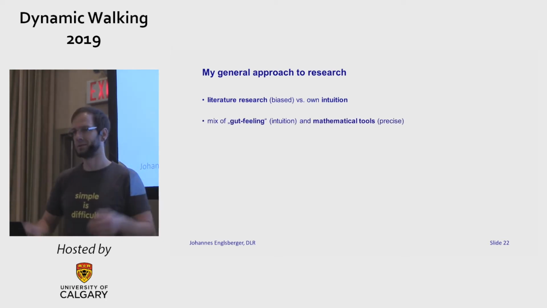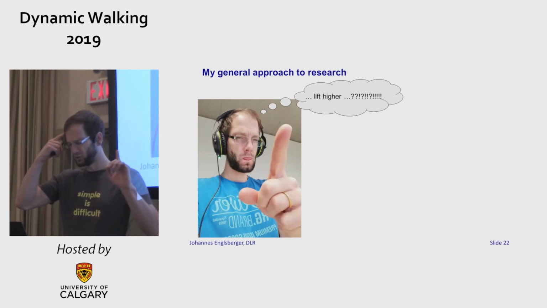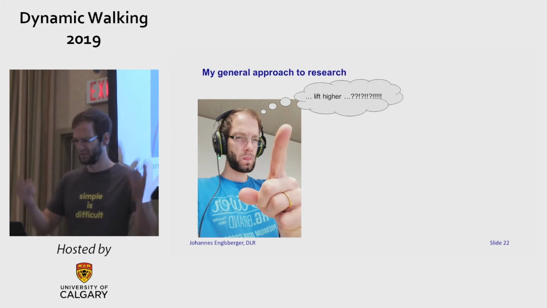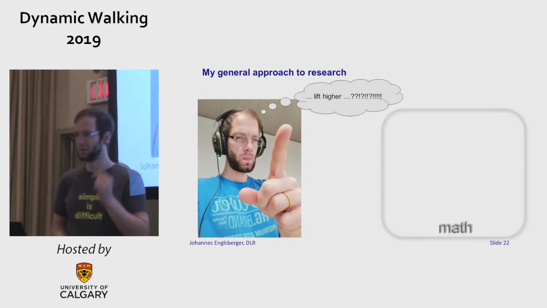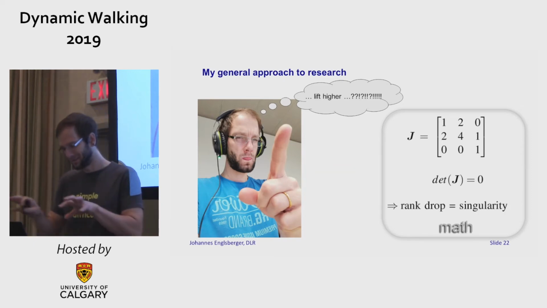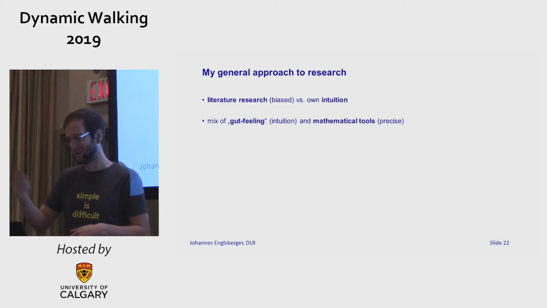Then my work, I guess that's everyone, but I still like to share it. I really like this mix of gut feeling, like an engineering intuition, and then just mathematical tools, where I'm sitting at my desk and I'm sure there exists a solution. Maybe it might be singularity related, and then you look into the math and check the Jacobian and take the determinant. It's zero, rank drop, singularity. There you go. Then this goes back to me, once again I get an intuition. Well, how to, and so on.